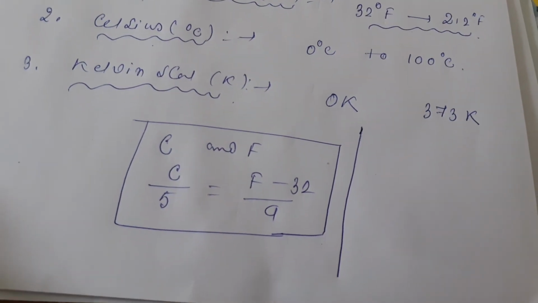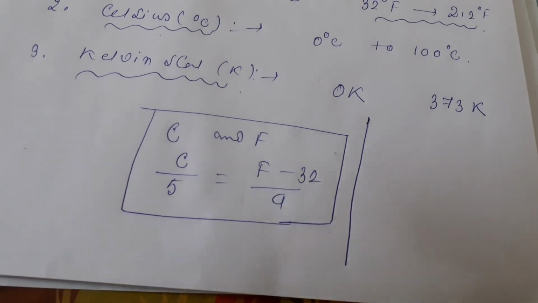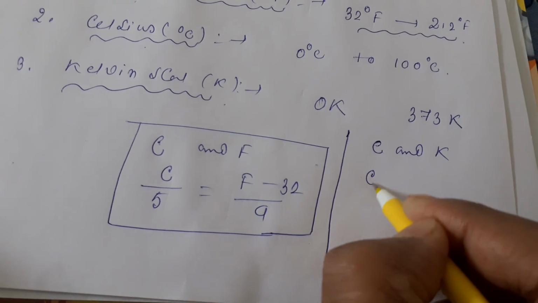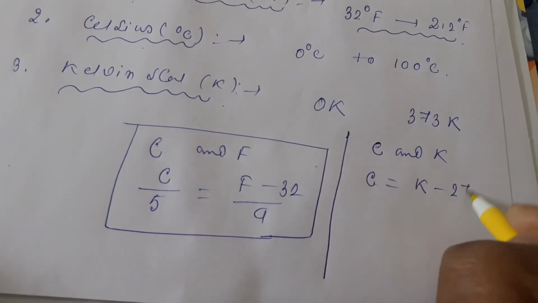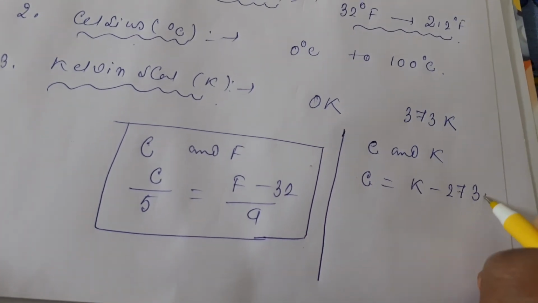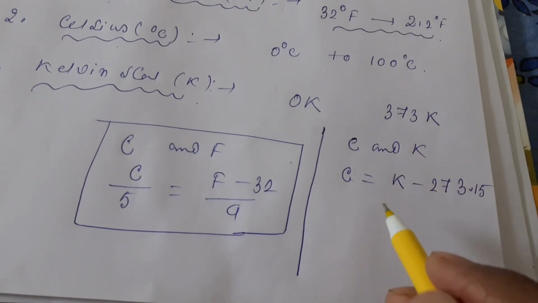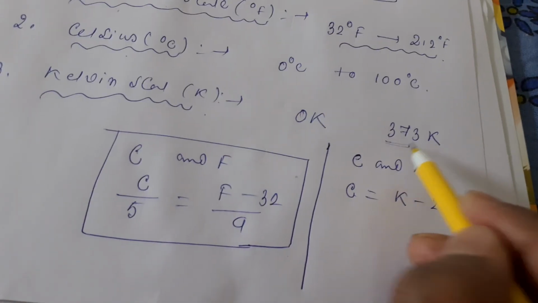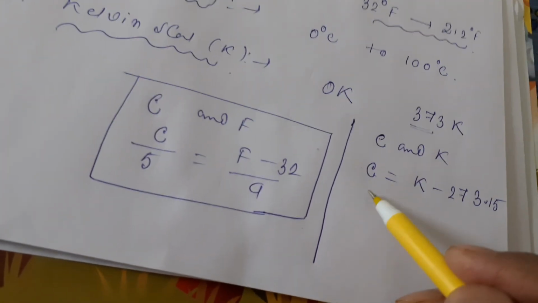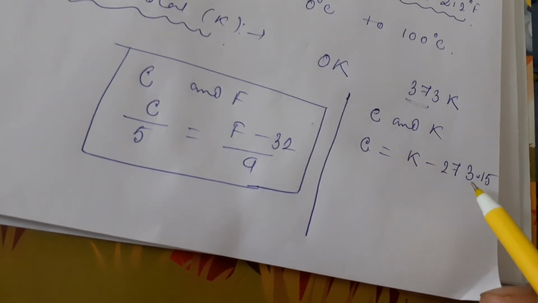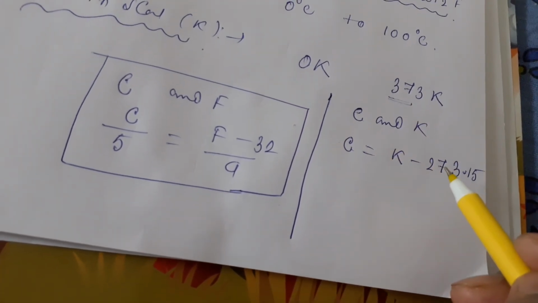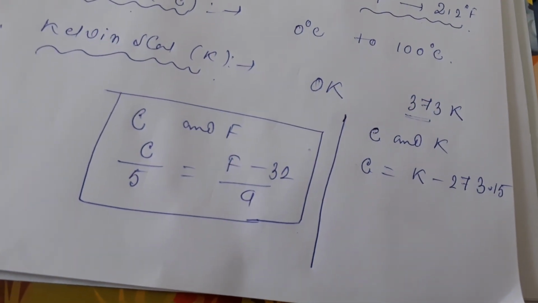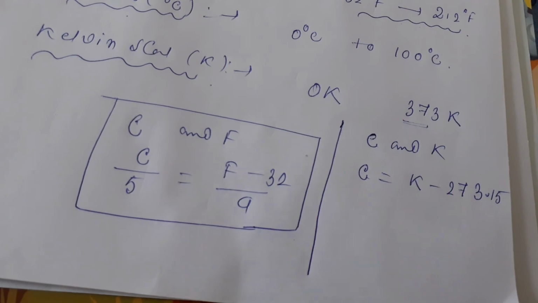If you want to write down the relationship between the Celsius and Kelvin scale, then C and K, suppose if you write down, then C is equal to K minus 273 only. So that means whatever the temperature, suppose 373 degree Kelvin is there, if you want to calculate in Celsius scale, then you have to subtract 273. 373 means how much? So from here you just subtract, you can get the actual value. Okay, so these are the relationships.